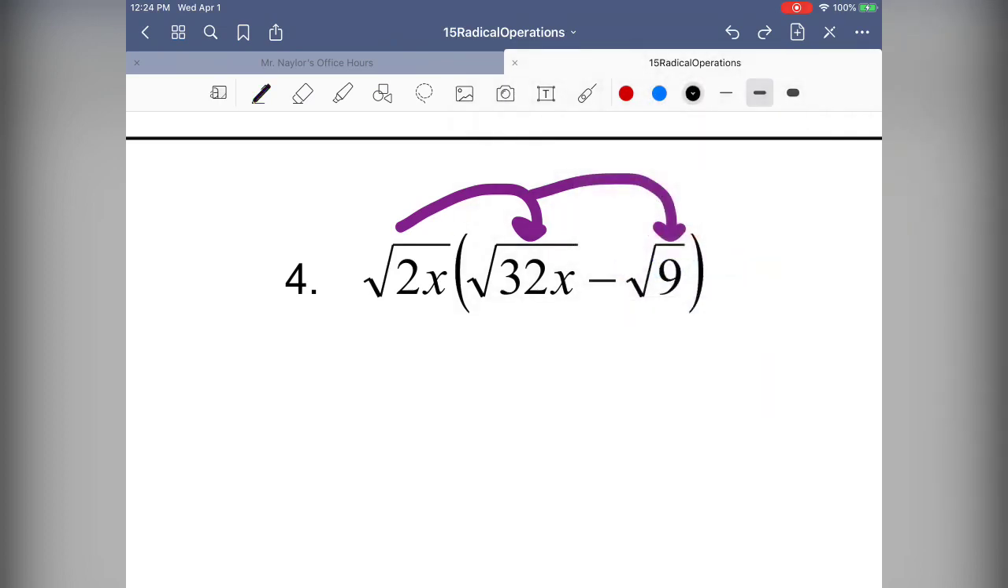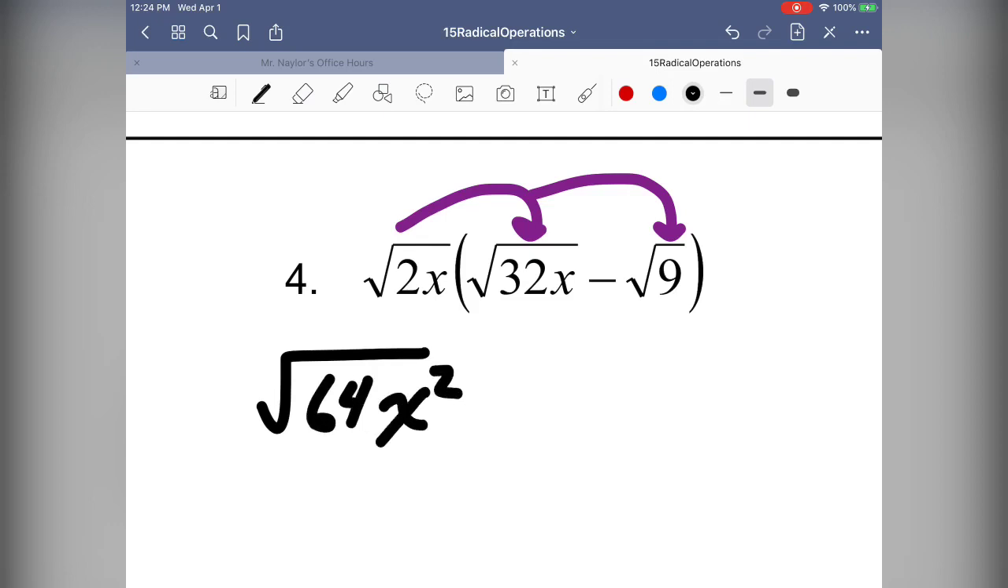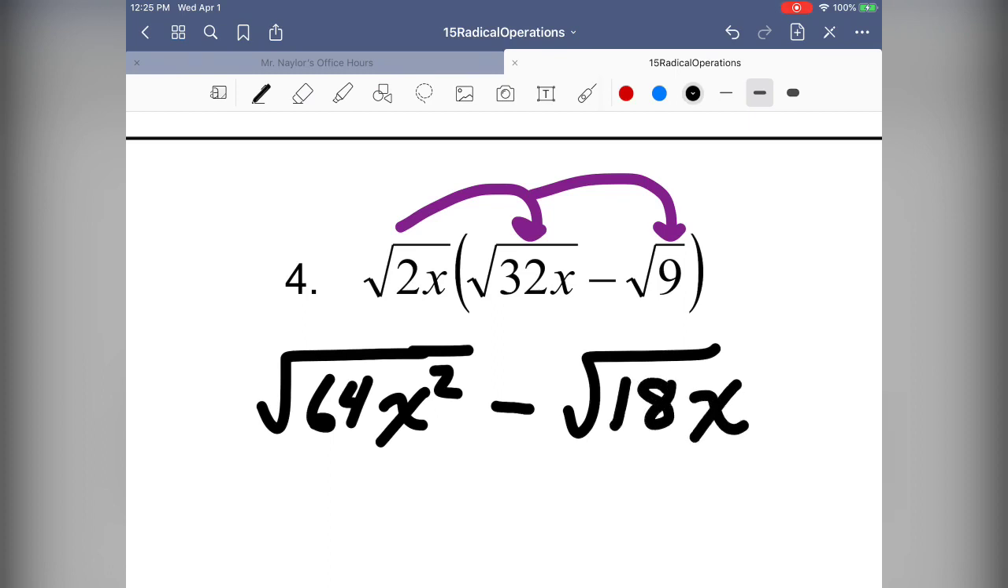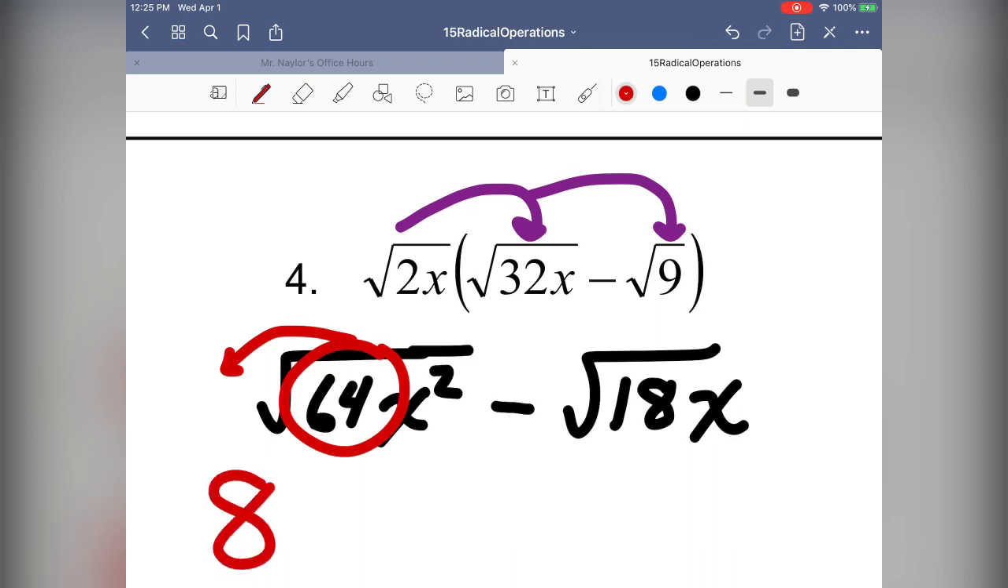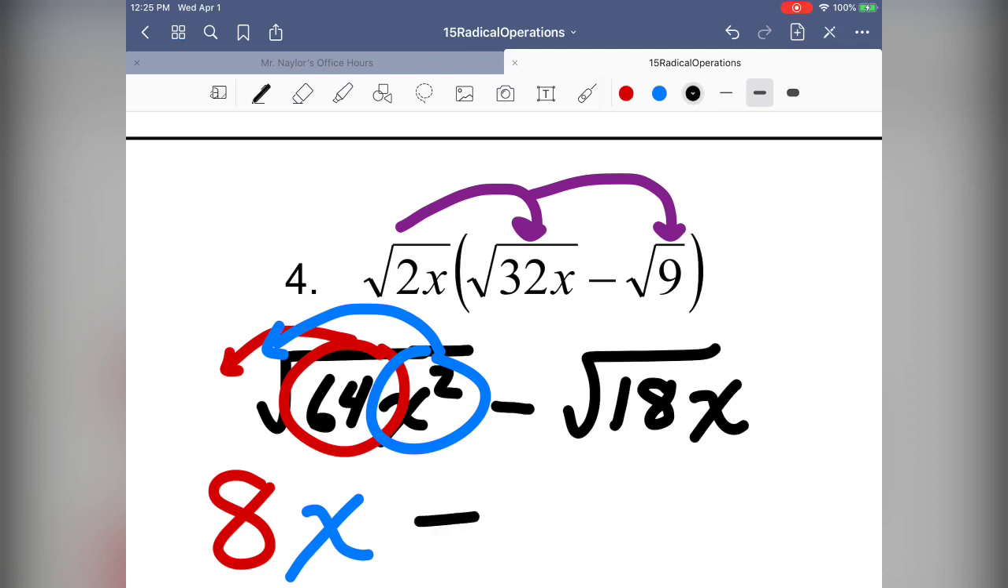Now, when we multiply, underneath 2 times 32, of course, is 64. And x times x is x squared. Remember, you add the exponents. And when I multiply the 9 with the 2x, I'll get 18x. Can you simplify any more? Are you able to take something out? Well, actually, 64 is already a perfect square, so it entirely comes out as 8. And x squared, of course, that's a perfect square, so it entirely comes out as an x. No more square roots, since both of those were perfect to begin with.